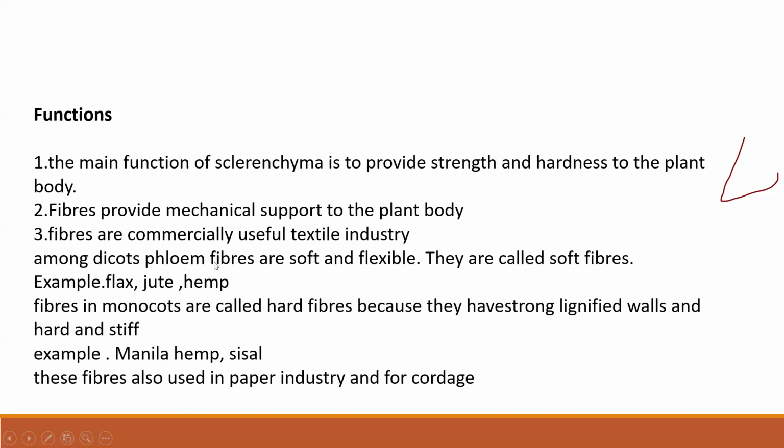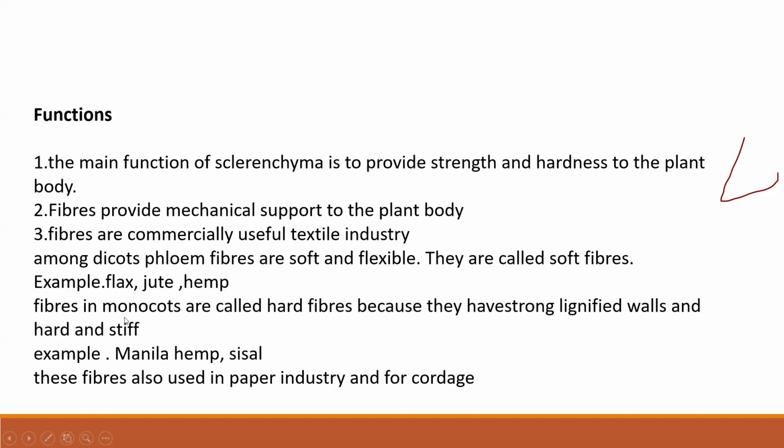Here the fibers are classified into two types, that is the xylem fibers and phloem fibers. The fibers which are associated with the xylem are called xylem fibers, and the fibers which are associated with the phloem are called phloem fibers. These phloem fibers are soft and flexible. They are called soft fibers. Examples: flax, jute, hemp.